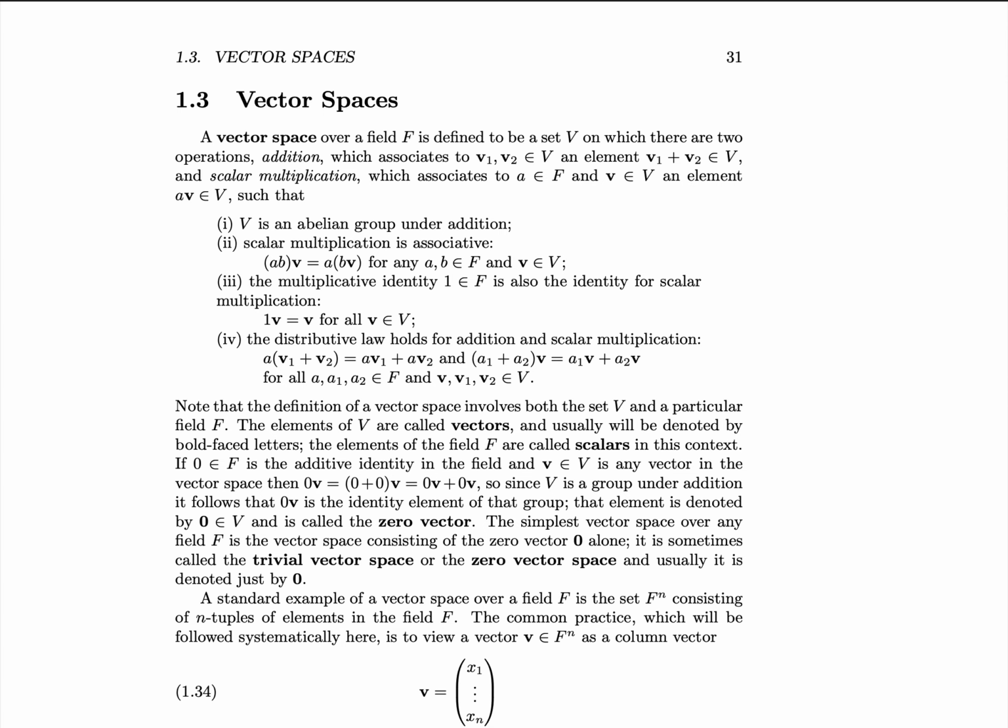That is, V must be an abelian group under addition. Scalar multiplication will be associative in the sense that (ab) times the vector v is equal to a times the vector (bv) for any a, b in F and v in V. We have that the multiplicative identity 1 in F must be the identity for scalar multiplication, that 1v is equal to v for all v in V, and that the distributive law holds for addition and scalar multiplication. a times (v1 plus v2) is equal to av1 plus av2, and it distributes the other way. (a1 plus a2) times v is equal to a1v plus a2v for all a, a1, a2 in F, and v, v1, v2 in V.